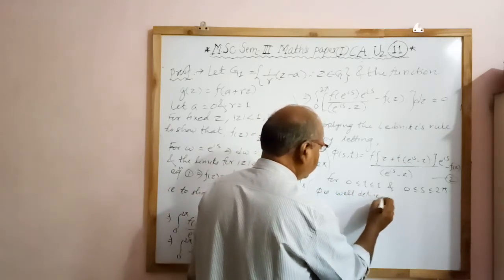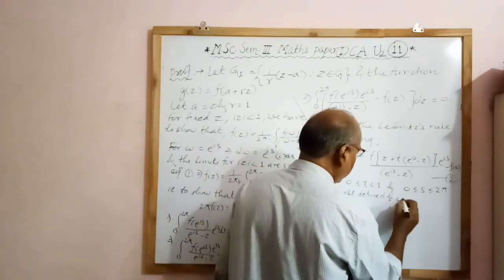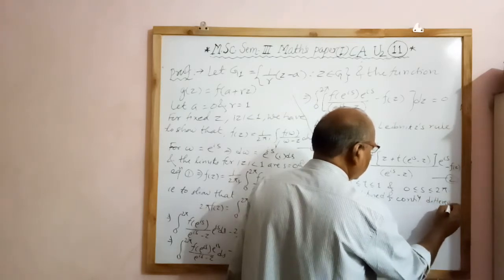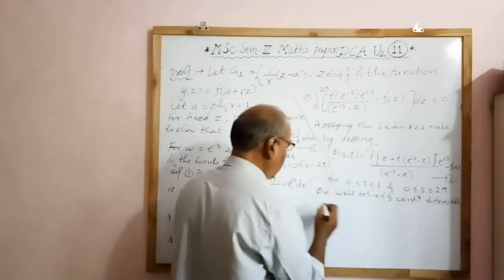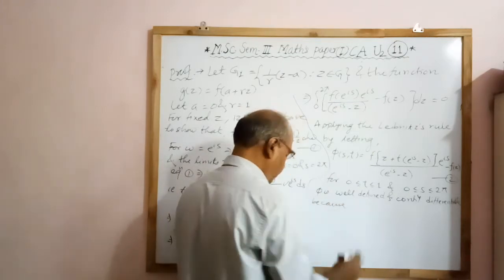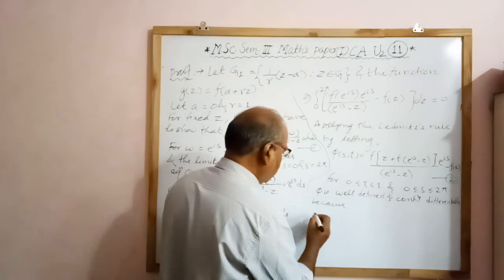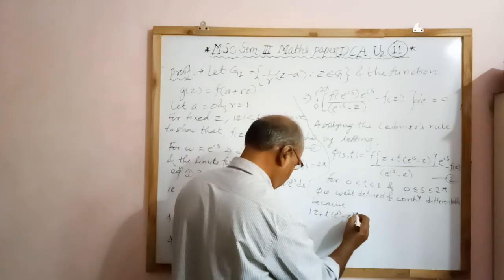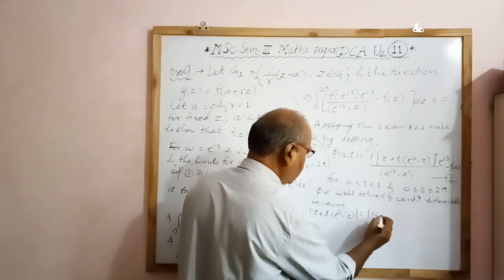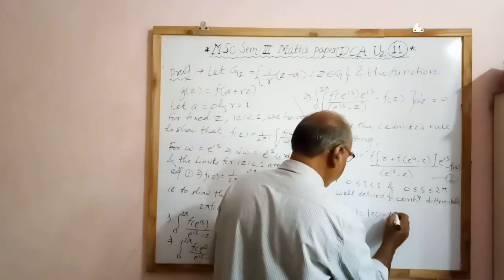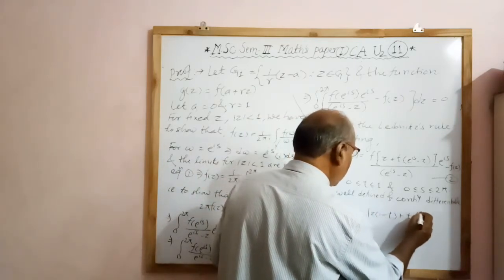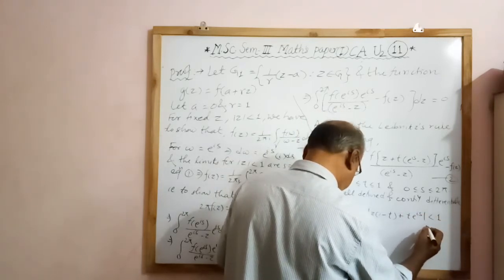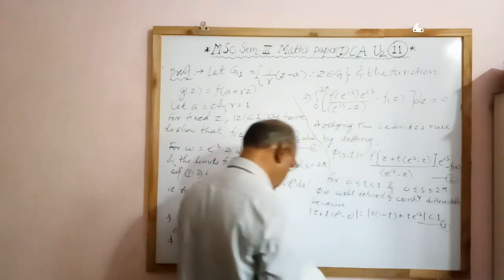This is well defined and continuously differentiable because mod of z plus t into e to the power is minus z equal to mod of z into 1 minus t plus t into e to the power is. This is less than 1. Equation 3.